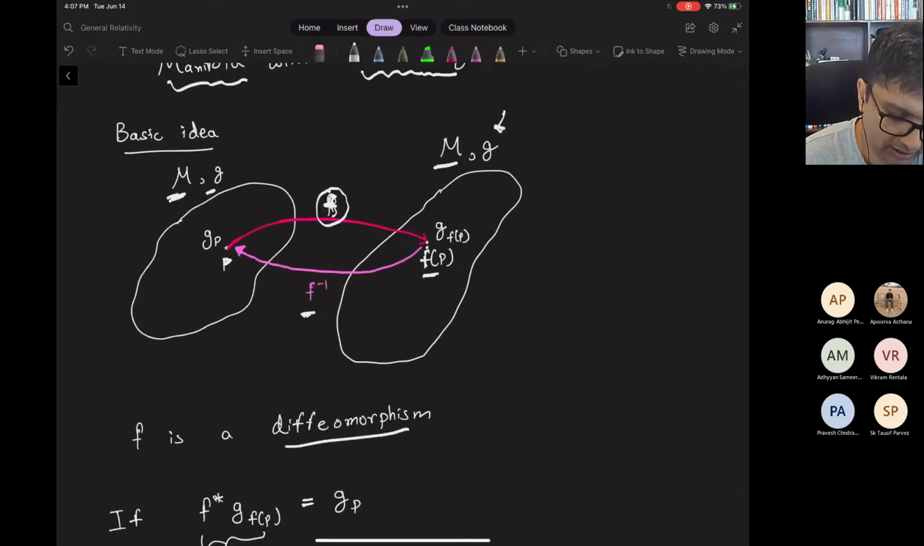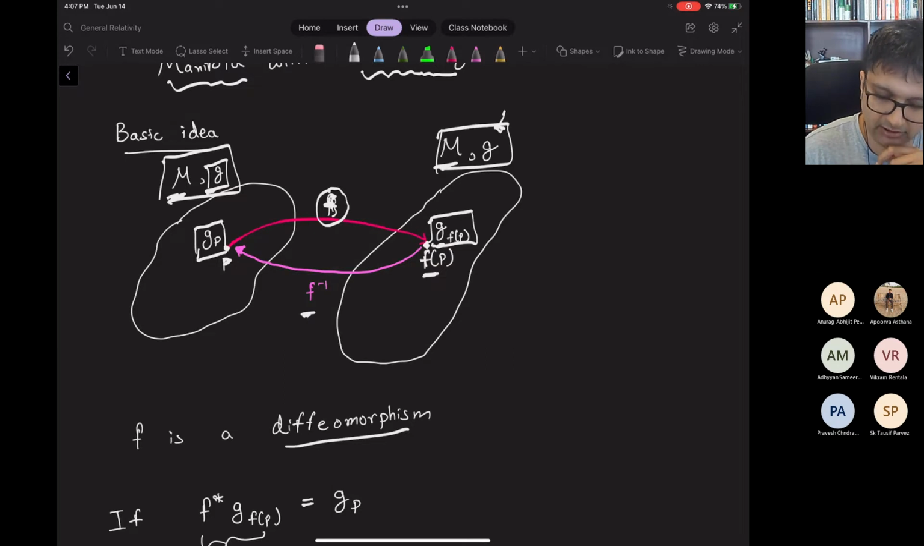Now, there is the metric G_P, which is the metric at the point P, and there is the metric G_F(P), which is the metric at the point F of P. If I'm given a metric, then I know what the metric is everywhere on the manifold. The metric is a 0-2 type tensor, and there's a particular 0-2 tensor here, which we denote as G_P, and a particular 0-2 tensor here, which we denote as G_F(P). This exists because we're considering the same manifold with the same metric.